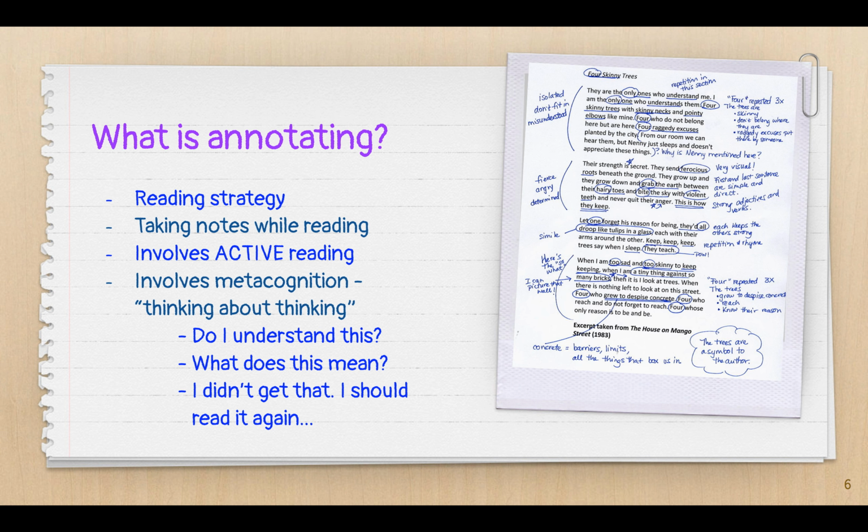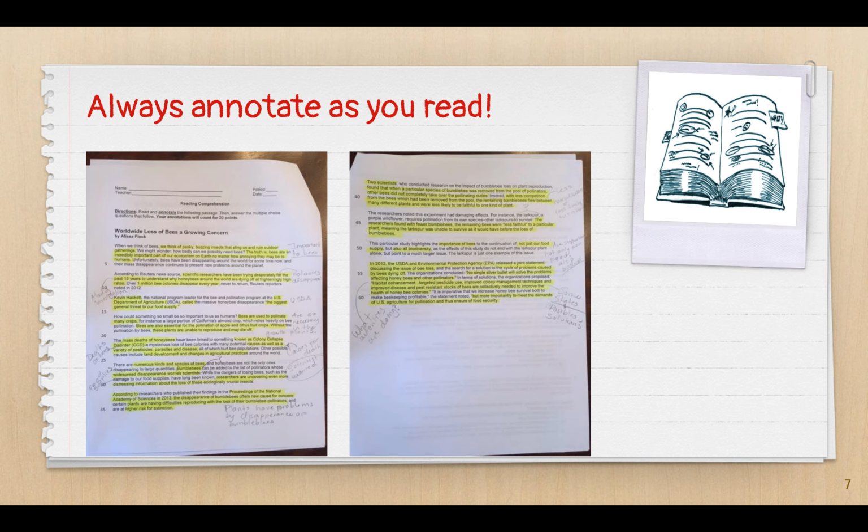So you're saying to yourself, do I understand this? What does this mean? I didn't get that. I should read that again, right? So you're going to think while you're reading, but then you want to also think about your thinking. Am I understanding this? Can I say this in the margin? Do I need to read this again? So you always want to annotate when you read. Here you see another text. You see important information is highlighted, but definitely see lots of notes in the margins.